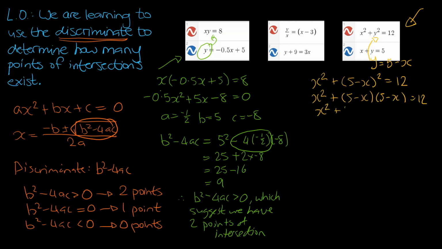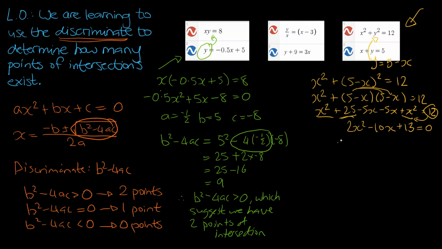x squared plus 25, so that's 5 times 5, minus 5x plus x squared is equal to 12. Then we can look to do our final simplification. We've got 2 x squareds, so 2x squared minus 10x. And we'll move this 12 to the other side. So we've got 25 from here minus 12. That's going to be positive 13. And that's going to be equal to 0.